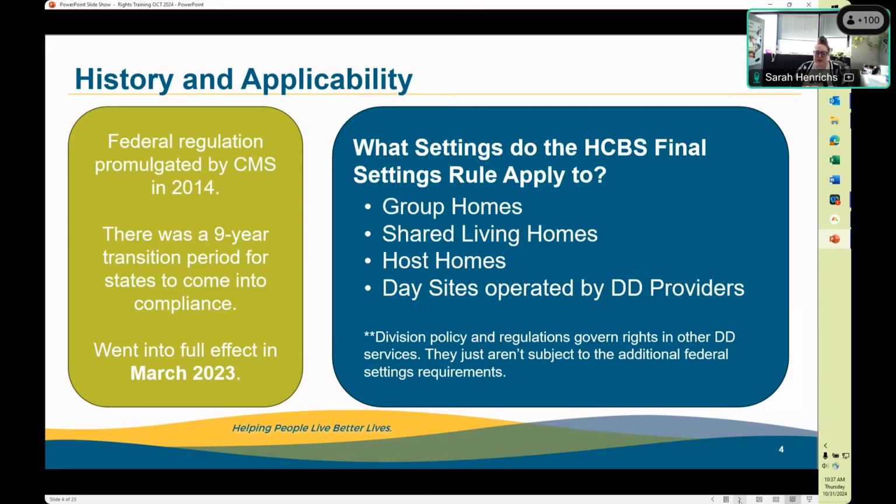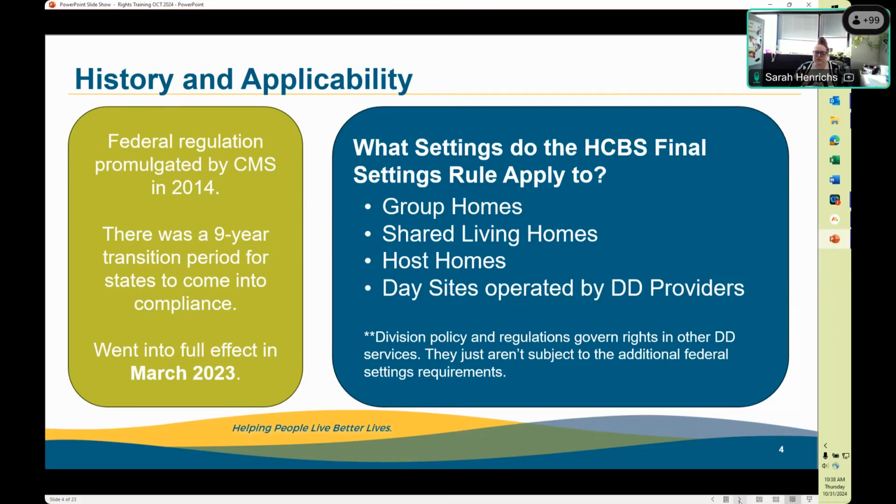And so states during that 9-year period had to make a state transition plan that had to be submitted to and approved by CMS about how states were going to bring their home and community-based services settings into compliance. And then the regulation went into full effect in March of 2023. So it's been about a year and a half since the final settings rule fully went into effect.